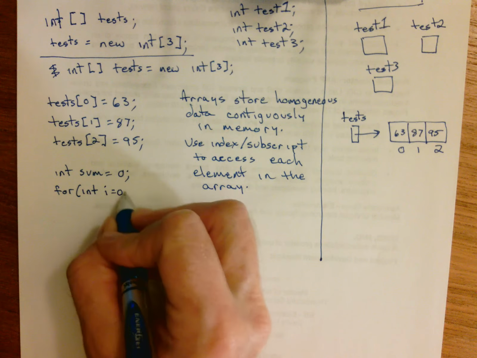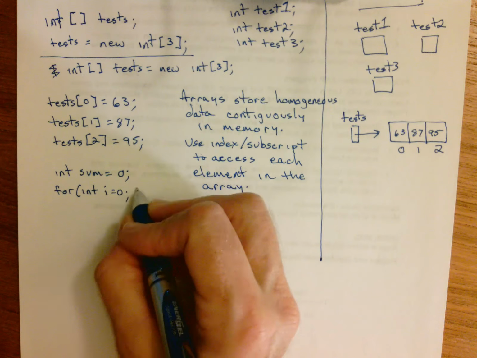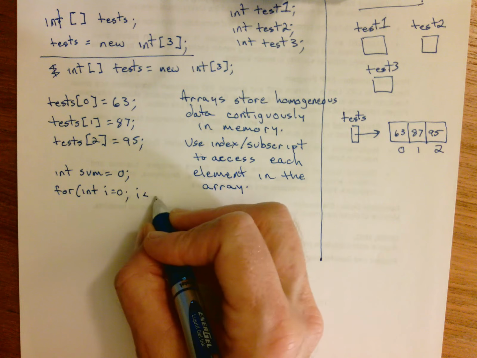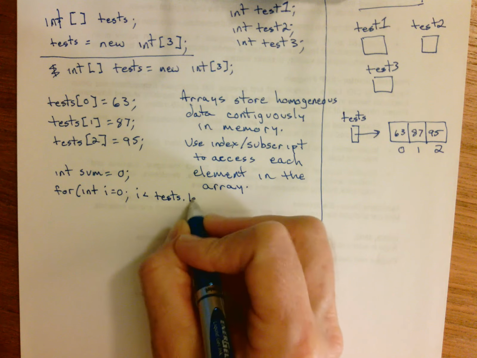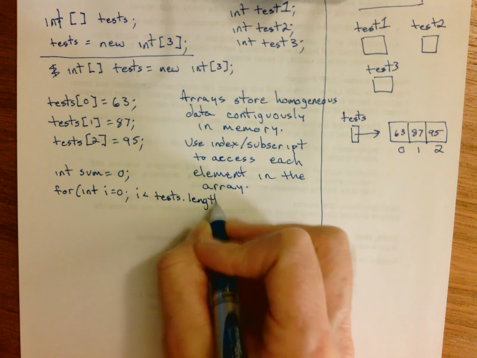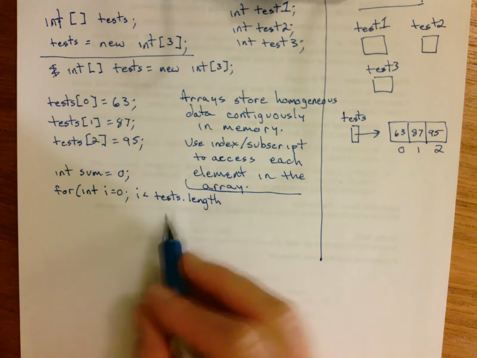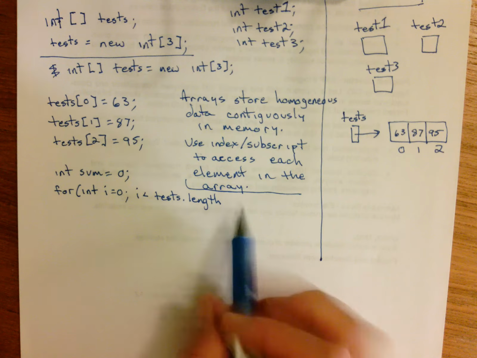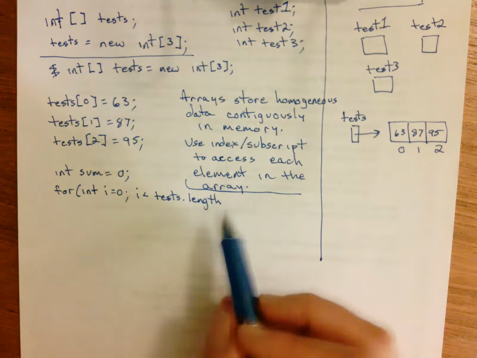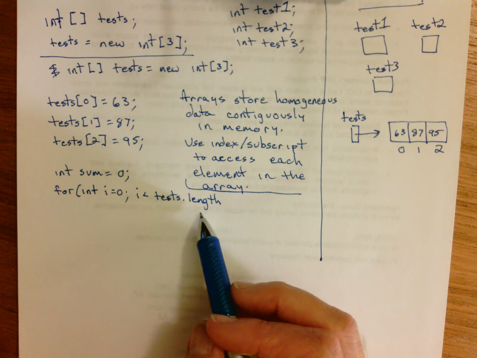For int i equals 0, because 0 is the first element of the array. i less than, what's the name of the array? It's tests. tests.length is how long the array is, how many elements there are. So what is the length of my array called tests? If you said 3, you're absolutely right, because I put 3 right there. So tests.length is the 3, how many elements there are.